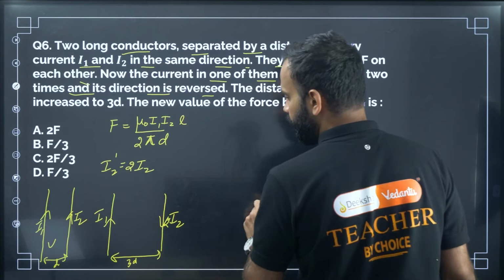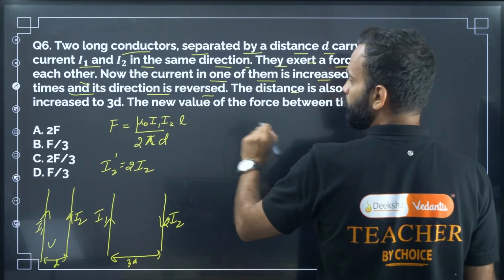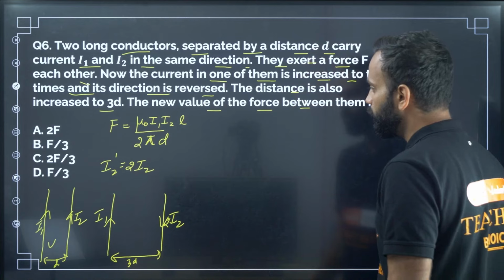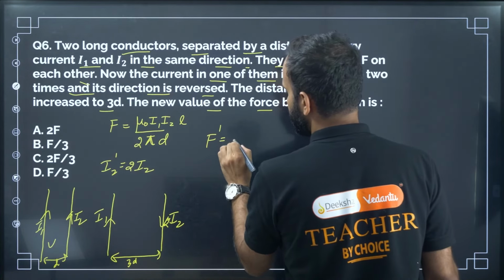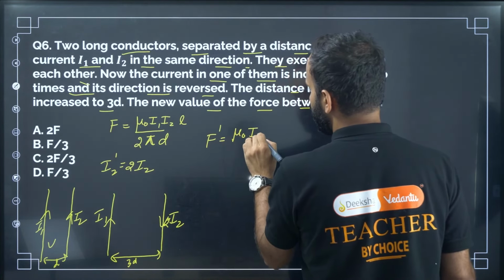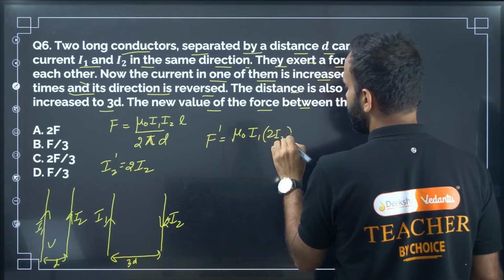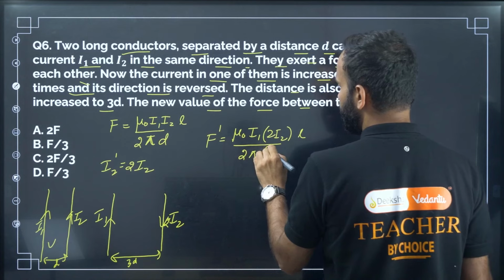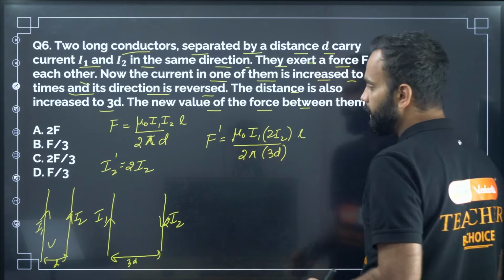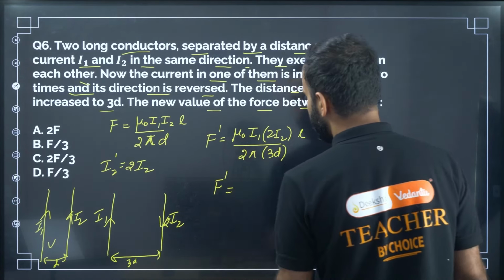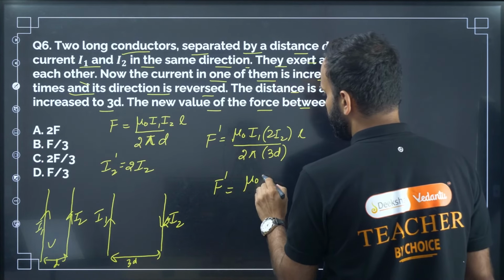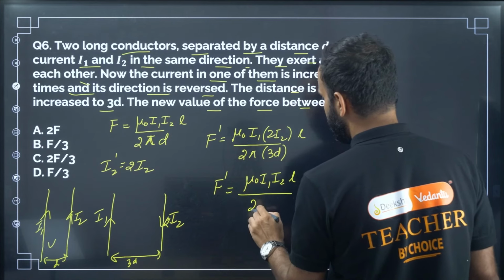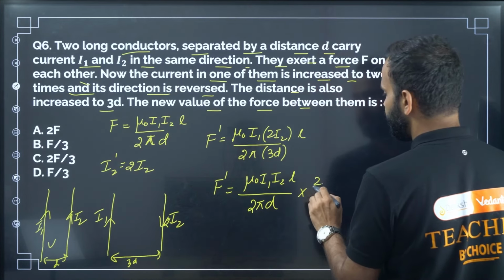So now here the distance is also increased to 3d. The new value of the force between them, we need to find F dash. F dash is equal to mu naught I1 into 2I2 into L divided by 2 pi into 3d. So now F dash is equal to mu naught into I1 into I2 into L divided by 2 pi d into 2 by 3.